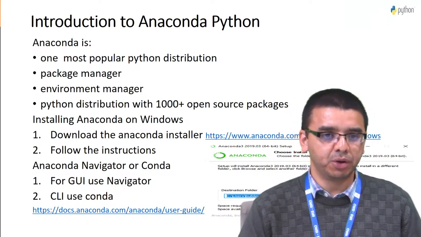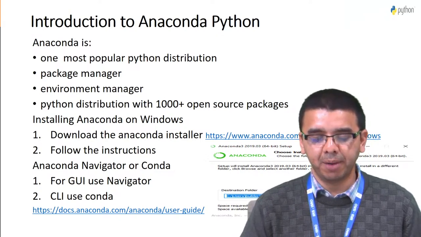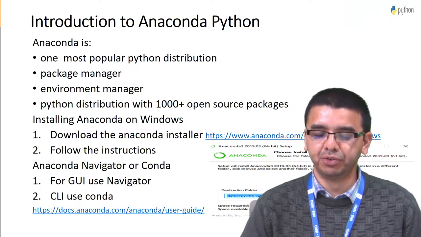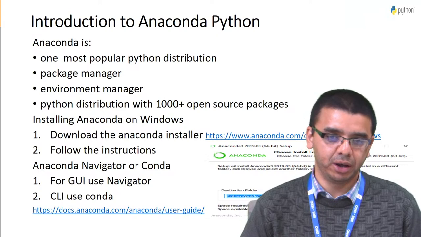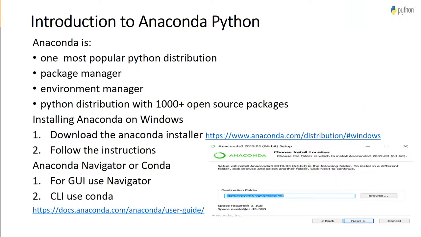If you have worked in other programming languages, there the compiler or interpreter can come from different sources. Like if you have used C, there were different compilers like Turbo C or GCC. Similarly, Python also has multiple distributions available from different sources. Anaconda is one of the most popular Python distributions. Anaconda is not just a Python distribution, it is a package manager plus an environment manager as well.